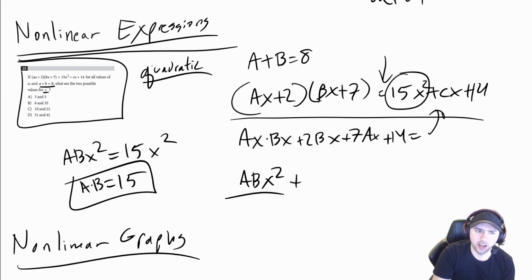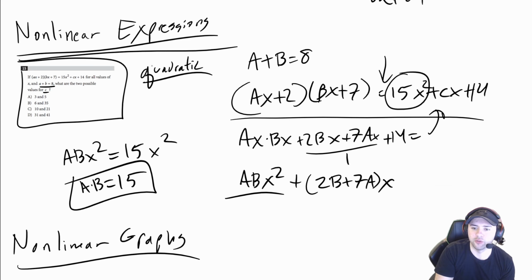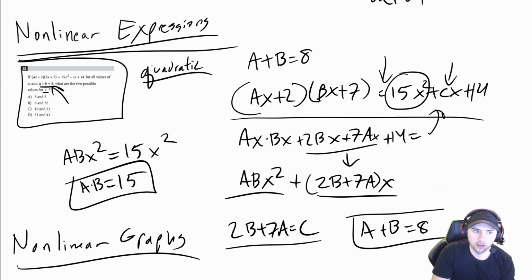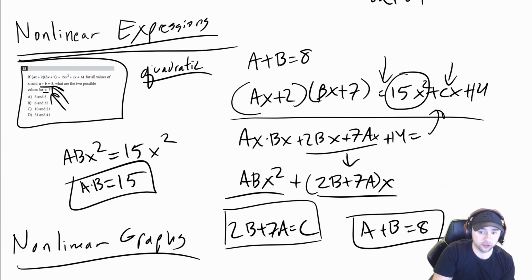And we also know that in the middle here we have (2b plus 7a) all times x if we sort of rewrite that. And we know that that's going to be the same thing as cx, right? So we can also write 2b plus 7a is equal to c. We were also told that a plus b equals 8. So basically, we want to find what 2b plus 7a is because that's what we're looking for, right? We're looking for c.